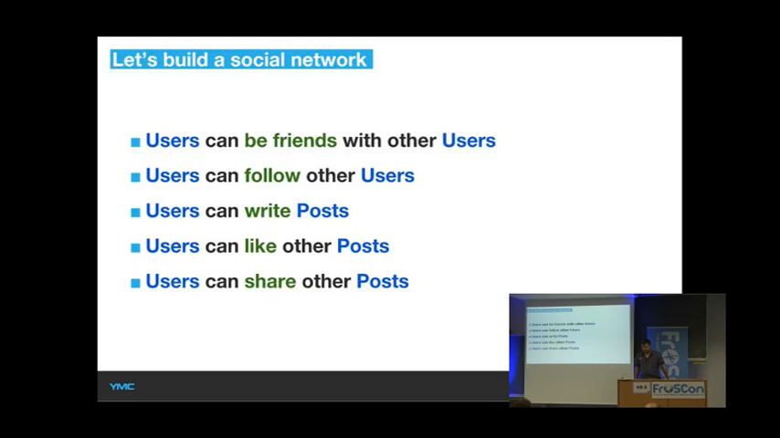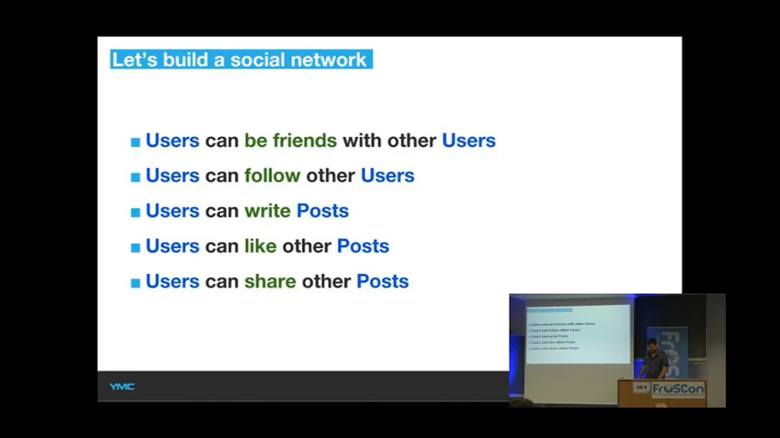We want to build a social network. So let's say users can be friends with other users. They can follow each other, write posts, like other posts, and share them. You know this from Facebook, Twitter, whatever. So building these relations becomes quite hard on a relational database.